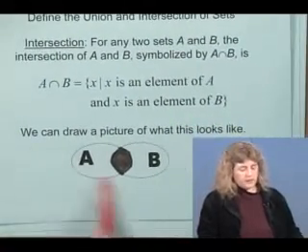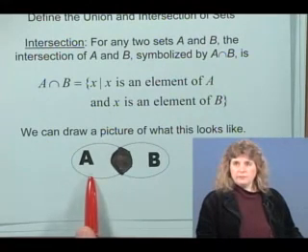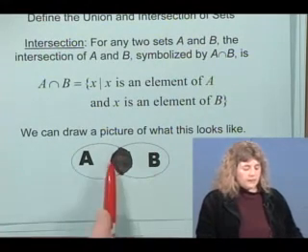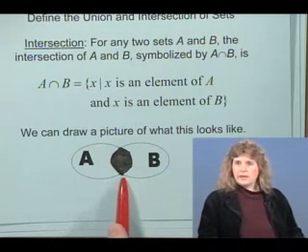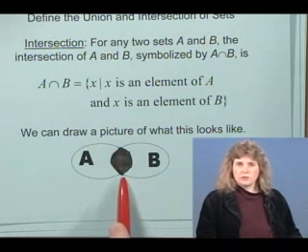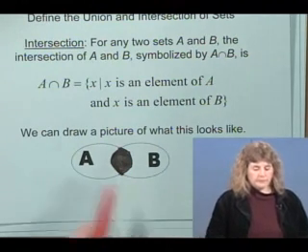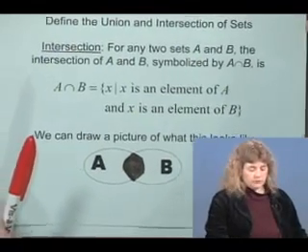If we have some set A, and it's got a number of elements in it, and some other set B, the place where those sets overlap is the intersection of those sets. We can do something similar for the union.